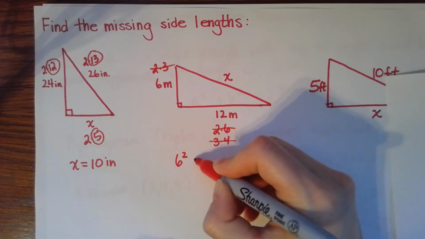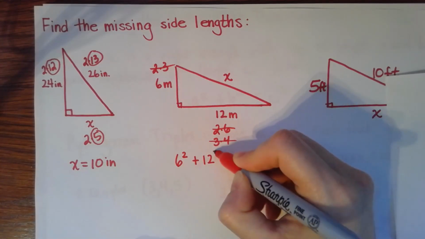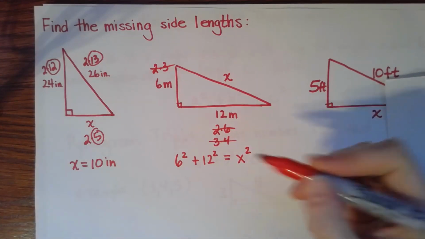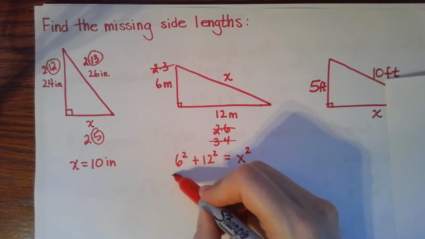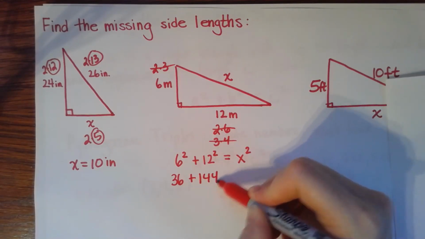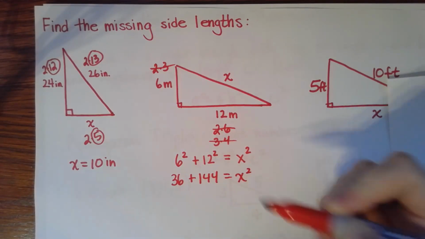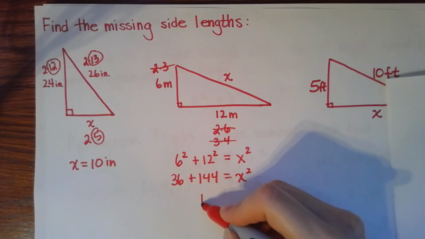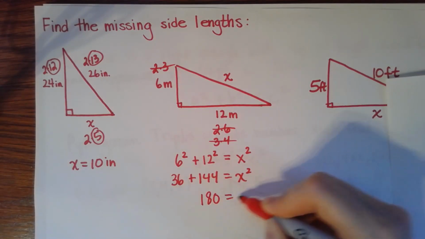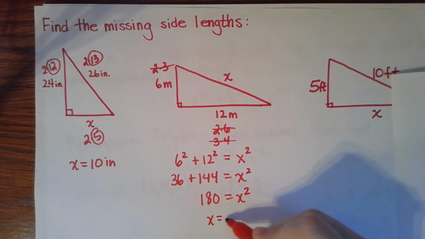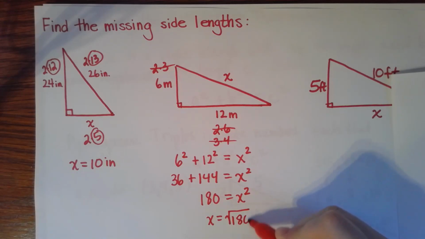And, all right, that's not going to work, so I'm going to have to go to the 6 squared plus 12 squared equals x squared. Okay, 6 squared is 36, 12 squared is 144, and when I add 36 and 144, I get 180. And so that means x is the square root of 180.